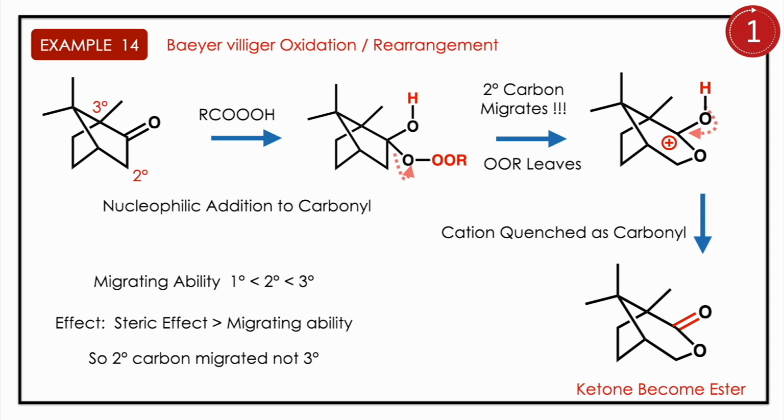Instead of tertiary, secondary migrated. Why? Because tertiary is very crowded. Even though it has higher migrating ability, the secondary carbon migrates. If you look at the normal standard reaction, tertiary carbon can stabilize the cation better than secondary. Due to the steric effect domination, migrating ability is reversed. Here secondary migrated, not the tertiary. The concept you outline here is in Baeyer Villiger oxidation, steric effect has higher priority than the migrating ability.